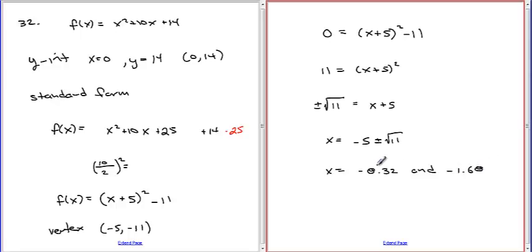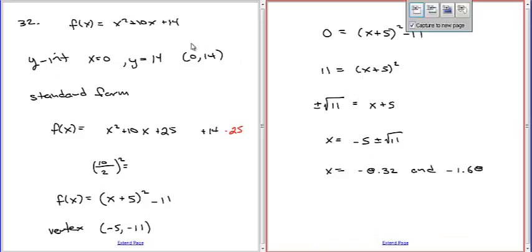Now, notice the x-intercepts are always symmetric around this number negative 5, because we go one direction a certain distance, we go the other direction a certain distance. So this one is 3.32 to the left of that, and this one's 3.32 to the right. So we got everything we need. We have the vertex. So let's actually take a picture of the curve that we just had, and we'll plot everything on there.